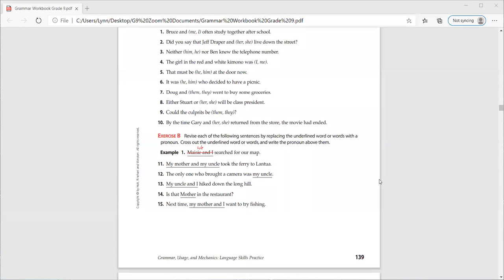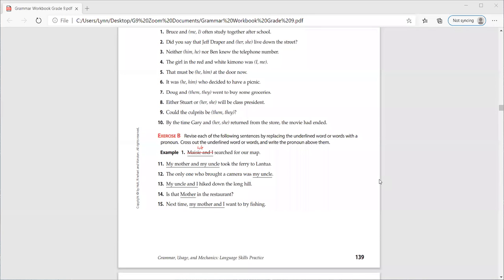Number 11 would be they. Yes, they took the ferry. The only one who brought a camera was my uncle. 12 will be he. Yes, correct. 13, my uncle and I hiked down the long hill. We. Yes. 14, is that mother in the restaurant? She. Yes. And 15, we. Yes. Good job. Thank you, Ahmed.